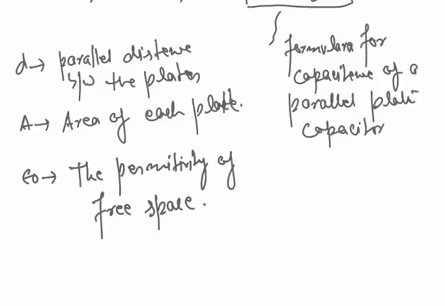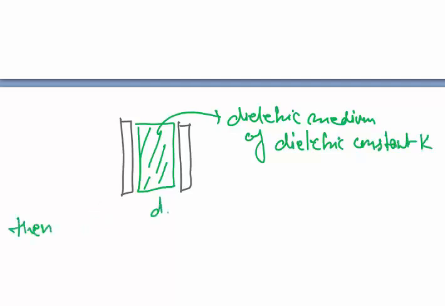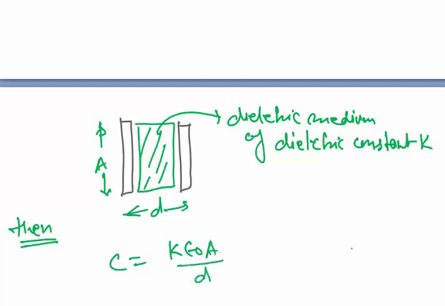Now, if instead of vacuum, the space between the two plates is filled with a dielectric medium of dielectric constant K, and all the other parameters are the same, with D the distance and A the area of the plate, then C is equal to K times epsilon A divided by D.